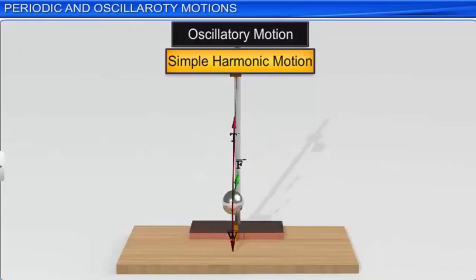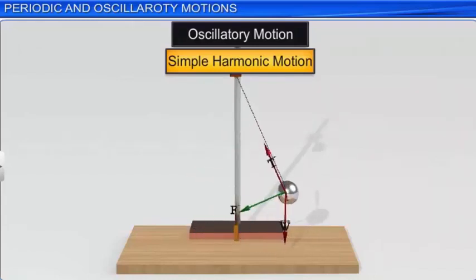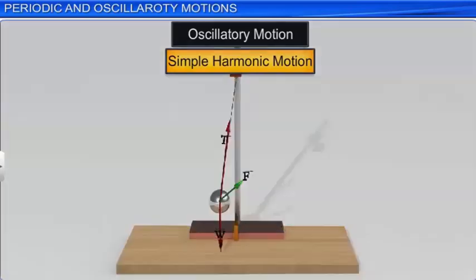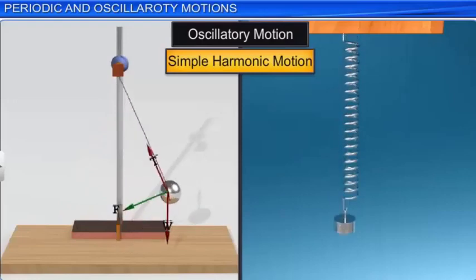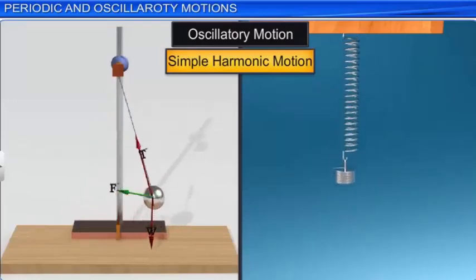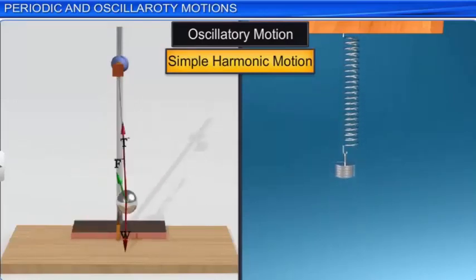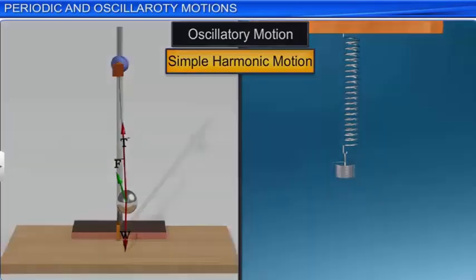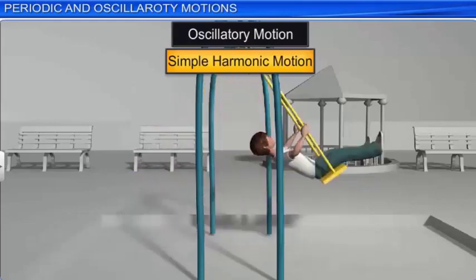Simple harmonic motion is the to and fro motion of a body, where the force is always directed towards the mean position and is proportional to the displacement but in the opposite direction. Thus, the simple pendulum and the spring with vertical oscillations are executing simple harmonic oscillations. The oscillation of a boy on a swing is an example of simple harmonic motion.